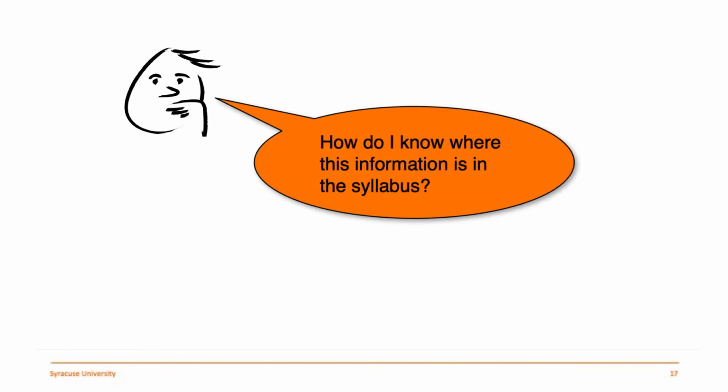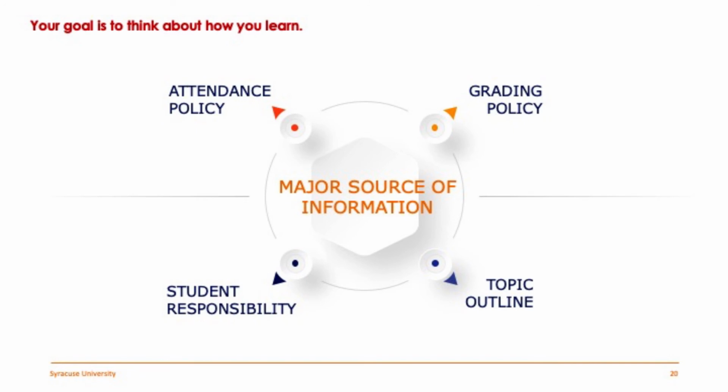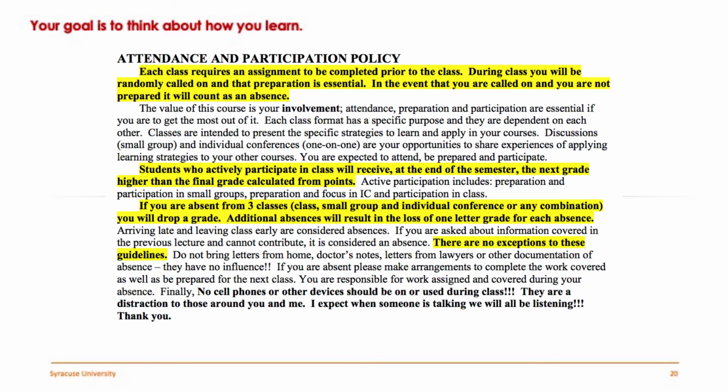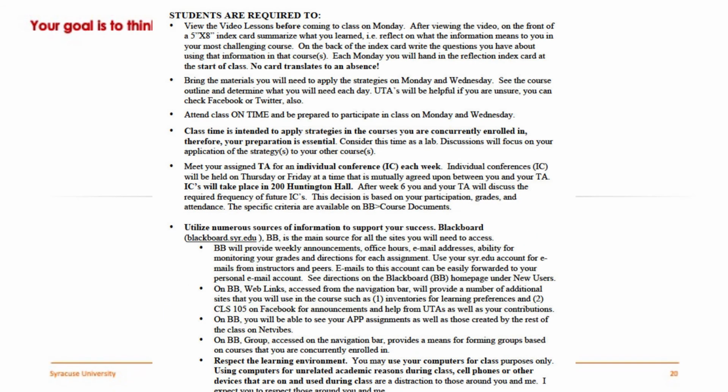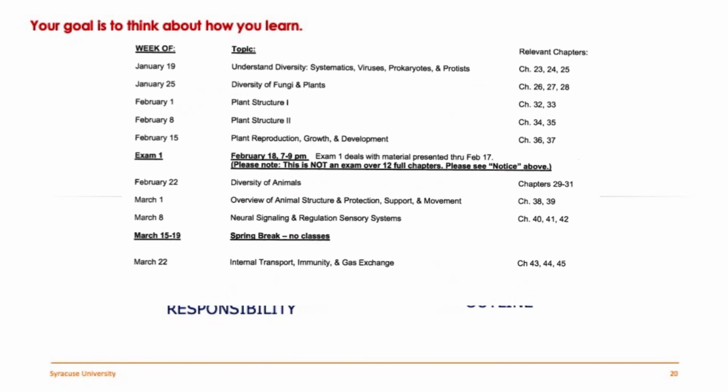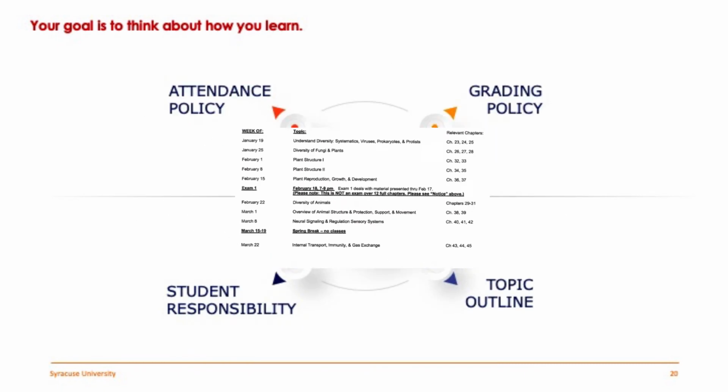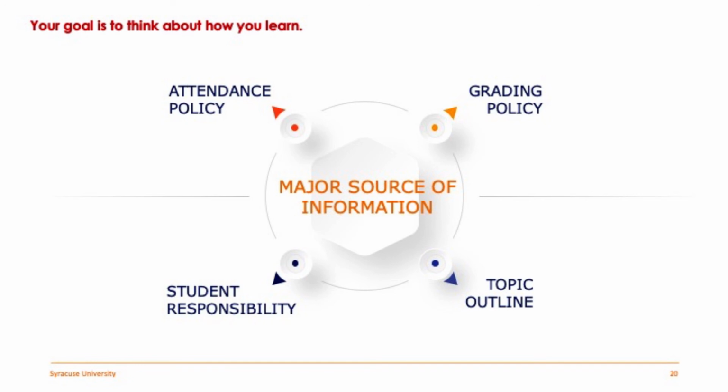How do I know where to find the major sources of information in a syllabus? Well, there are a number of places to look. The attendance policy or the grading policy may give you a clue. The section that describes the student responsibility or the topic outline may give you a clue.